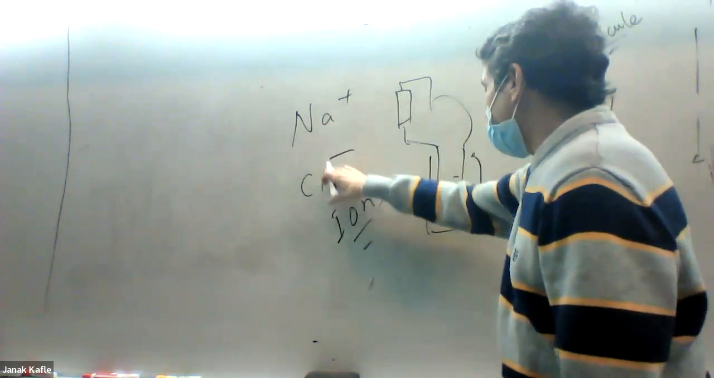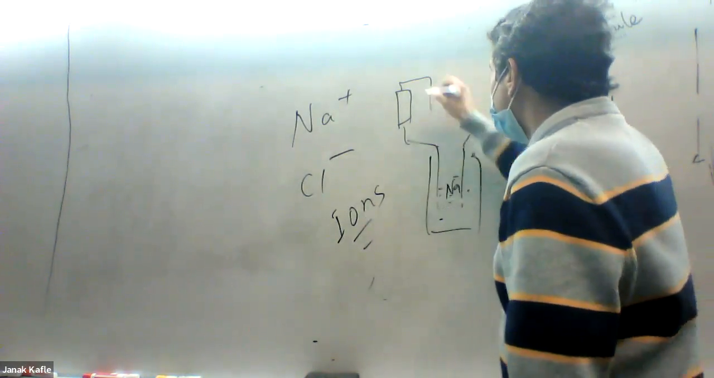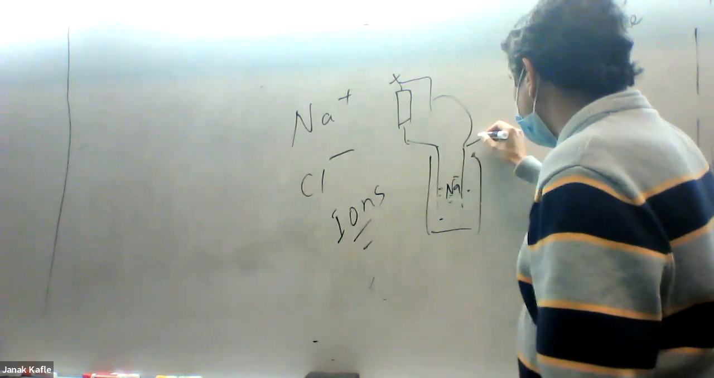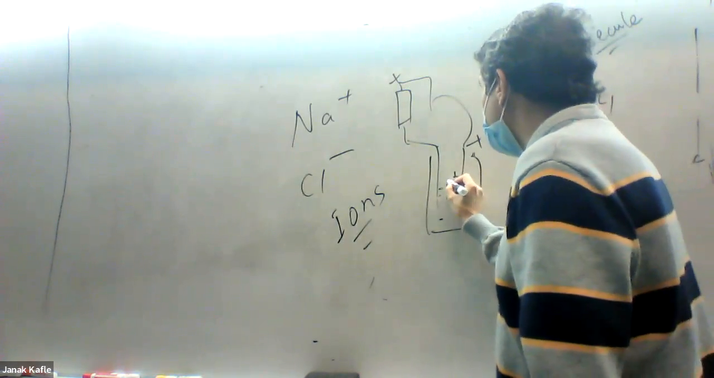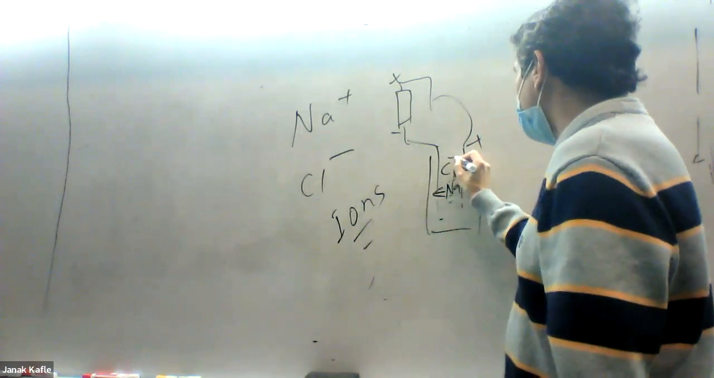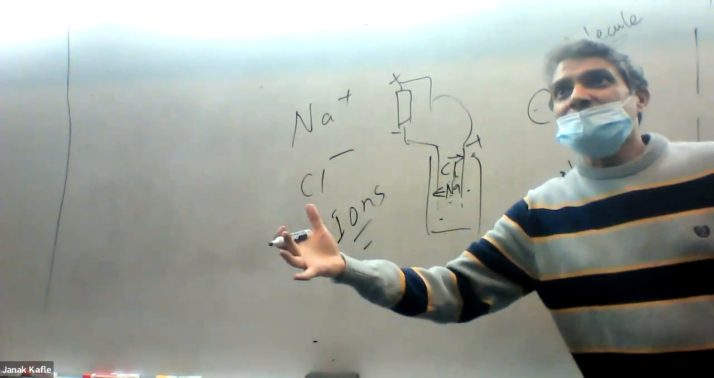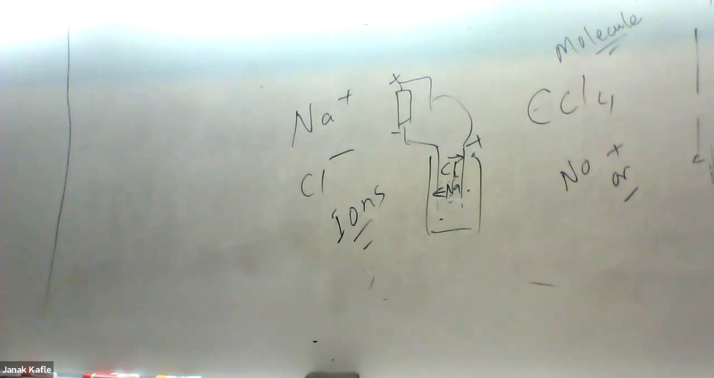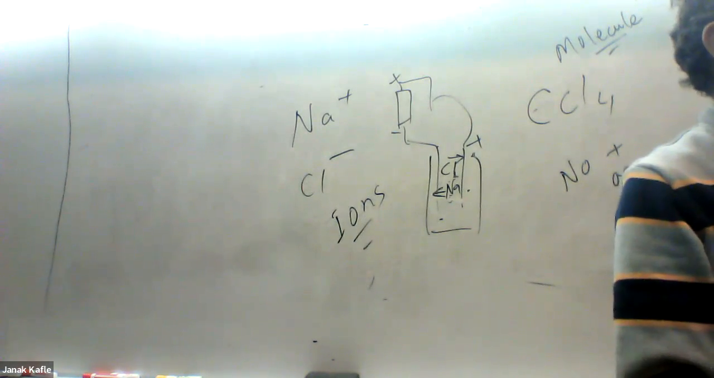But if you put sodium and chlorine here, this side is a plus. Since sodium is plus, it goes toward the minus. Sodium would go toward minus, and chlorine would go toward plus, like that. Yeah. Plus goes toward minus. Minus goes toward plus. Have you got that?